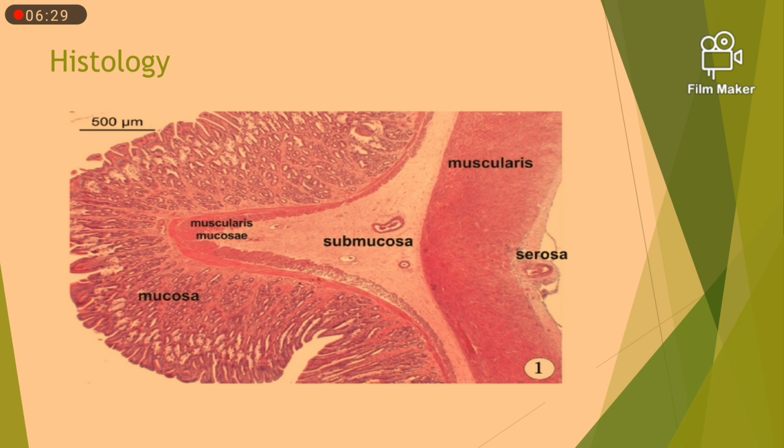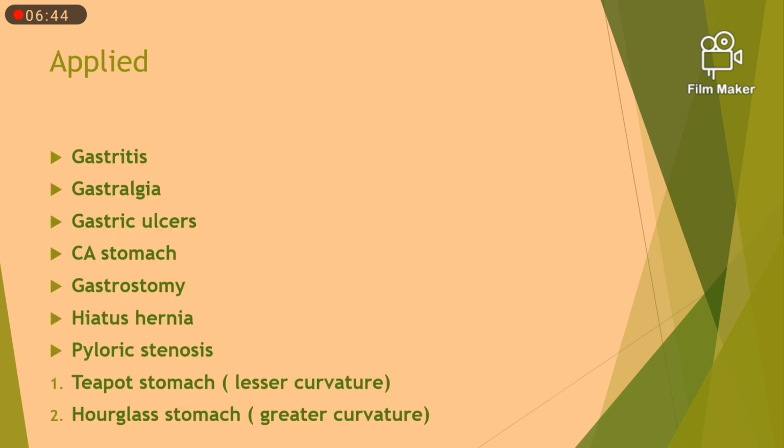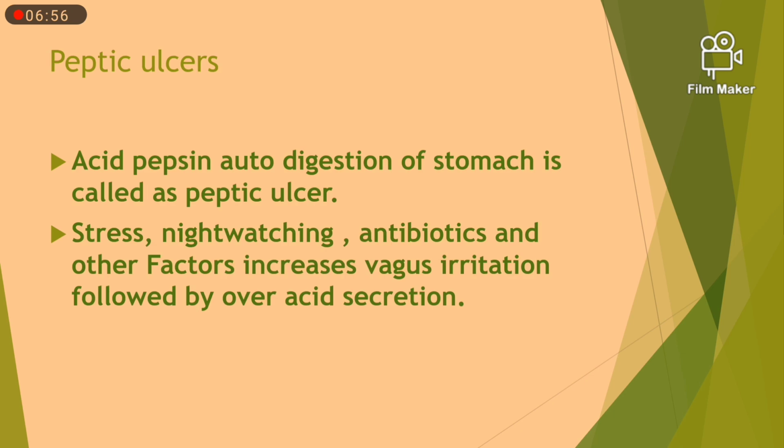Here you can see the mucous layer having surface epithelium, lamina propria, and muscularis mucosa. Then there is the submucosa, a triangular-shaped submucosa you can see here. Then the muscle layer contains three muscles. Now applied: gastritis, gastralgia, gastric ulcer, cancer of stomach, gastrostomy, hiatus hernia, pyloric stenosis.